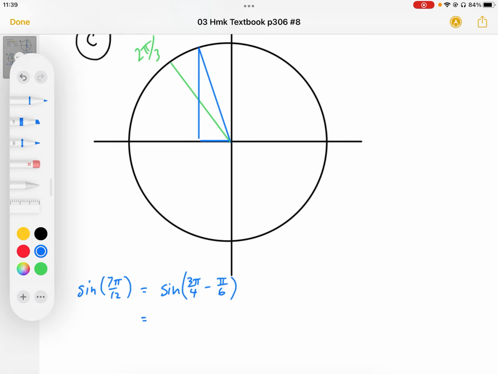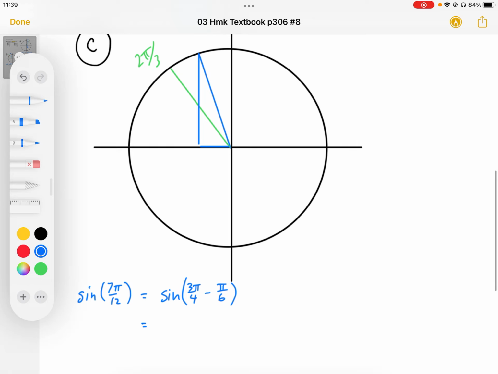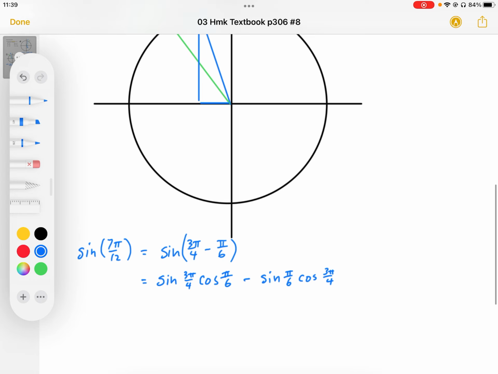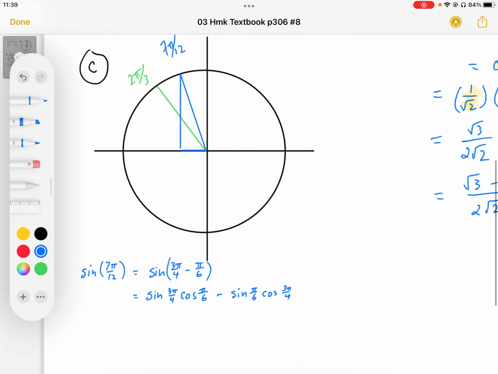So using a difference identity, I need to go to my identity sheet and find my difference identity. It's going to be sine 3 pi over 4 cosine pi over 6 minus, and again, make sure you know the right formula for this, sine of pi over 6 cosine of 3 pi over 4. Okay, so we need to know the exact values of this.